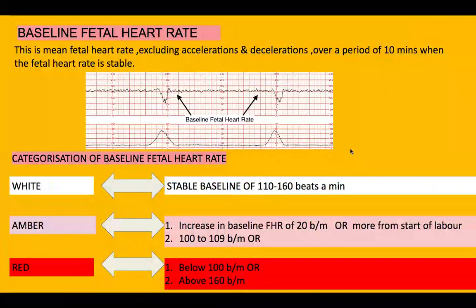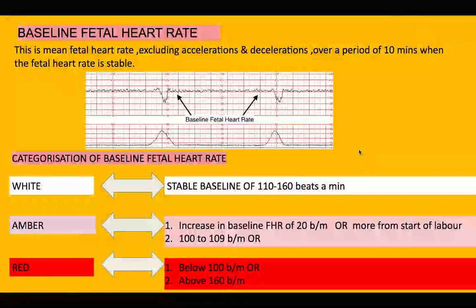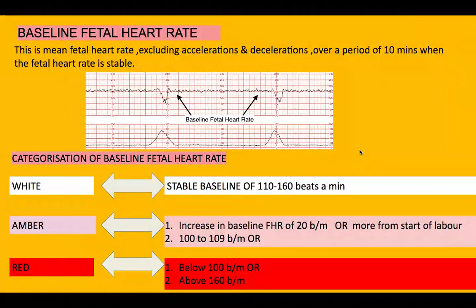The baseline heart rate being 110 to 160, that is white, ma'am. Yes, that's right. Amber is excellent. 100 to 109 is amber, or increase in baseline more than 20 from the previous reading. And red will be less than 100 or more than 160. Yes.